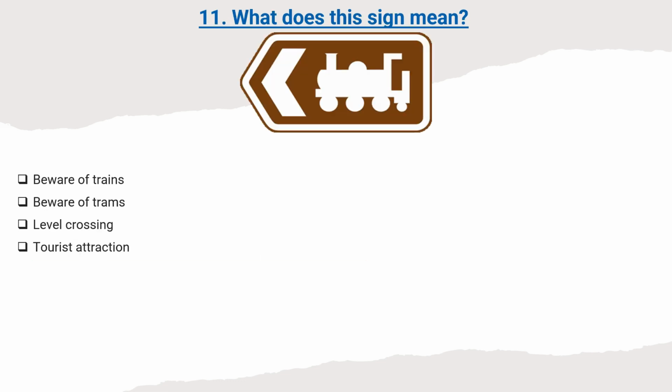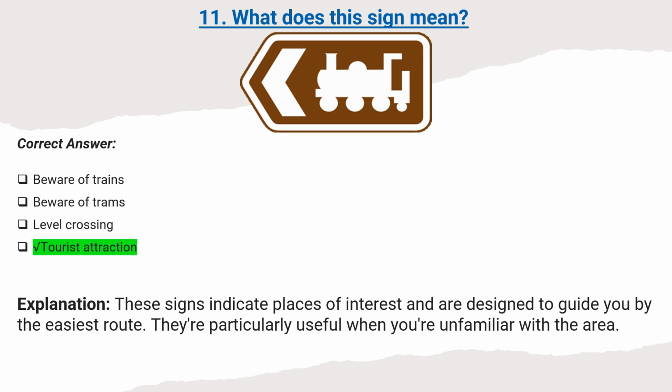11. What does this sign mean? Beware of trains. Beware of trams. Level crossing. Tourist attraction. Correct answer, tourist attraction. Explanation: these signs indicate places of interest and are designed to guide you by the easiest route. They are particularly useful when you're unfamiliar with the area.